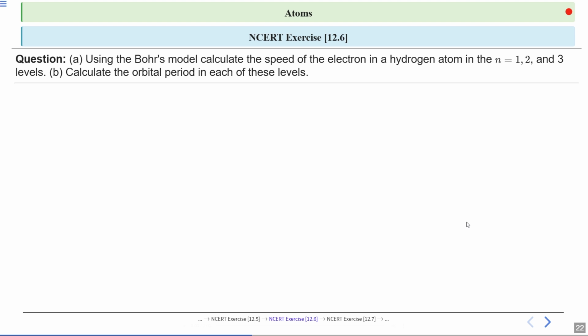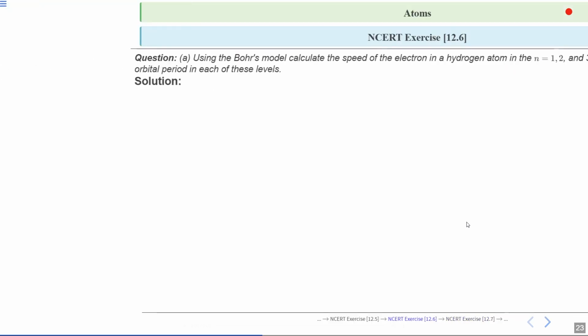It tests your understanding of Bohr atomic model, specifically how electron speed and orbital period depend on principal quantum number n. You will need to recall and use the formulas from Bohr's theory for electron speed and orbital period in the hydrogen atom.